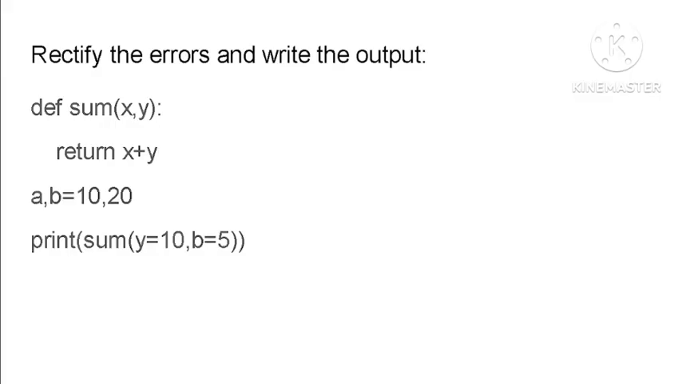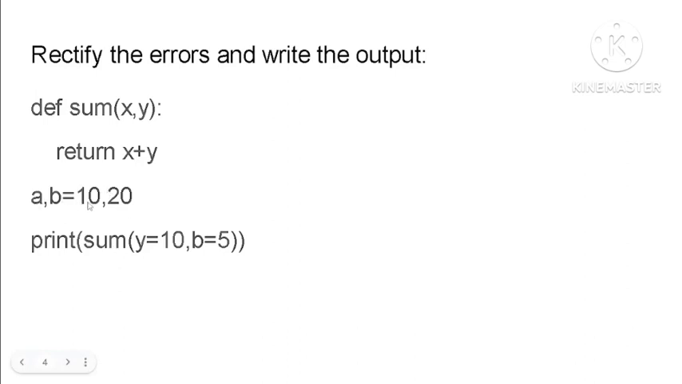Next, we'll find out a few errors in the given program and also write the output for that. Okay. So check this program, rectify the errors and write the output. Def sum of x comma y, return x plus y. So if you observe this part, there are no errors because the arguments are correct. Colon is given, def statement is here, return is given. So no errors here.